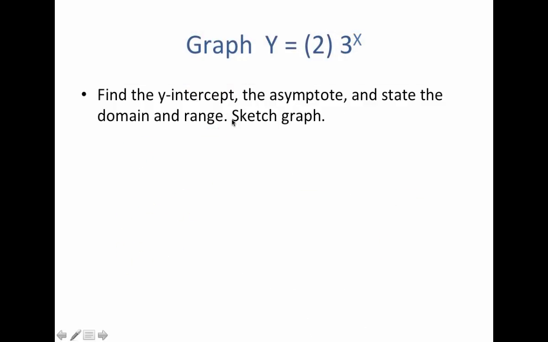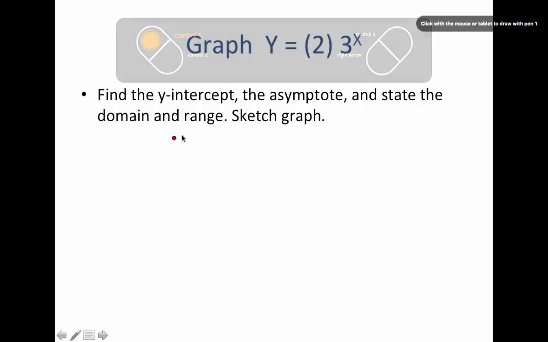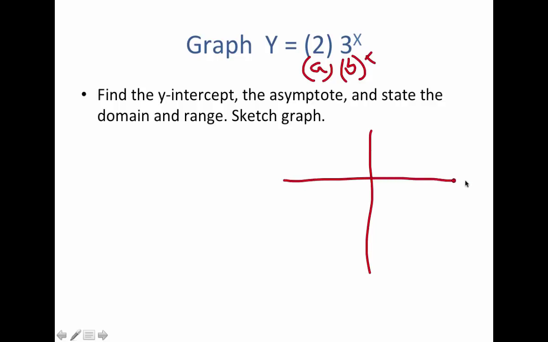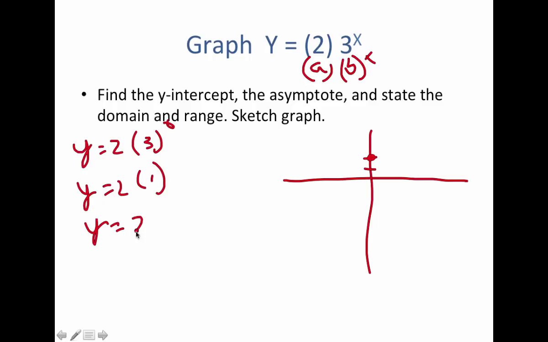y equals 2 times 3 to the x. So now the value of a is 2, and b is 3, and then to the x. My initial value will be (0, 2). If you don't know that for sure, plug it in. y equals 2 times 3 to the 0. 2 times anything to the power of 0 is 1, so I get 2. I get (0, 2). Y-intercept (0, 2).